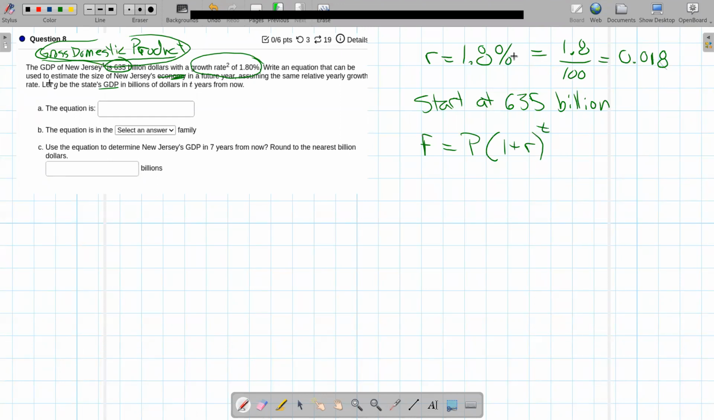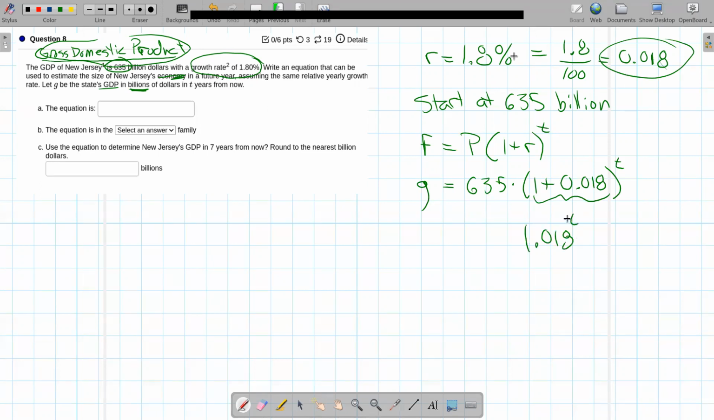That's the equation we're going to use here because I'm given a yearly growth rate. And they're telling me to use a G instead of an F. The present current value is 635, and I'm not going to put the zeros because it says in billions already. So 635 in billions times 1 plus, that rate is a decimal, 0.018, parentheses, to the power T. Now I can clean this up a little bit because I can do the 1 plus in my head. That's 1.018 to the power T. And out front, I have times 635. So that should be my equation here.